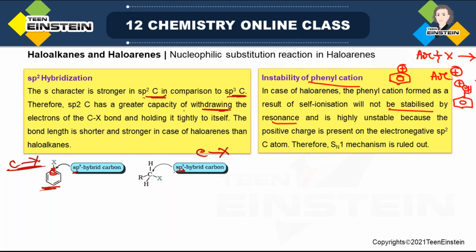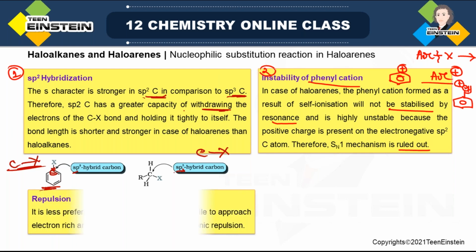So because of these reasons, the SN1 mechanism is ruled out. It is not possible, because we know in the SN1 mechanism, first the bond between carbon and halogen is broken, and there is positive charge generation. But in the case of haloarene, there will be formation of Ar+, which is not stable, there is no resonance possible, and it is an electronegative carbon on which the positive charge is present. So because of these two reasons, the SN1 mechanism is not possible. So that is also one of the reasons for which nucleophilic substitution is not so common. So this is number one reason.